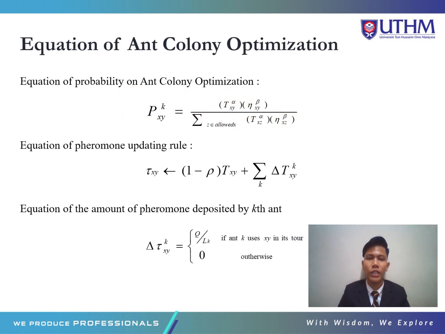There are a few equations that will be used in this study. First, the equation of probability of ant colony optimization. Next, the equation of pheromone trail updating rule. Lastly, equations of the amounts of pheromone deposited by ant.